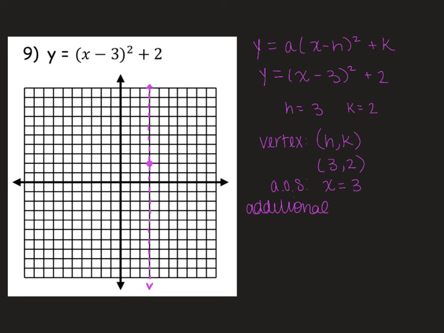So we're going to find additional points. So I'm just going to plug in one number to the left. Okay, so we'll plug in 2. So we're going to find f of 2. When I plug that in, I have 2 minus 3 squared plus 2. So it's going to be -1 squared plus 2, which becomes 1 plus 2, which is 3. So I'm going to have a point at 2, 3.